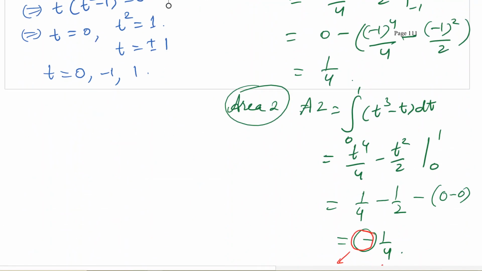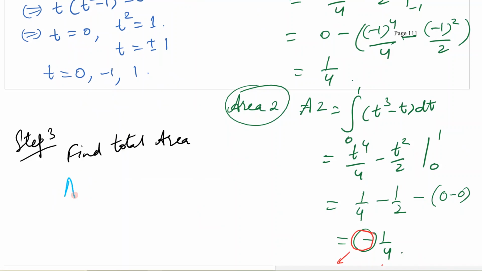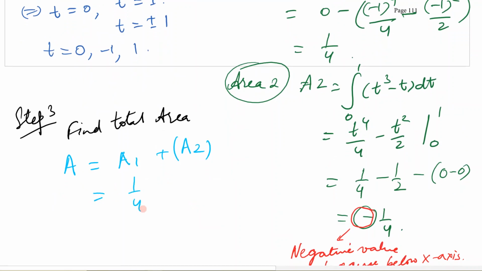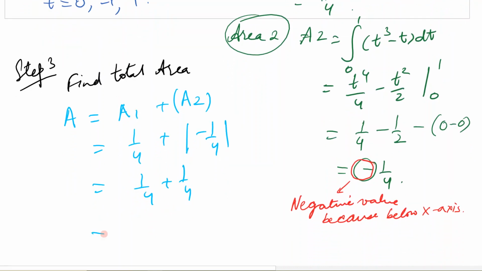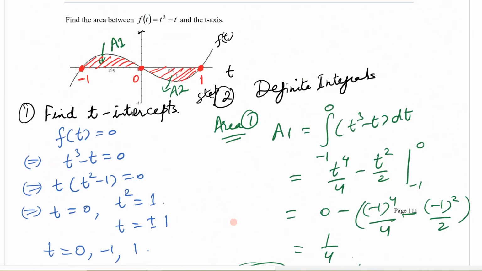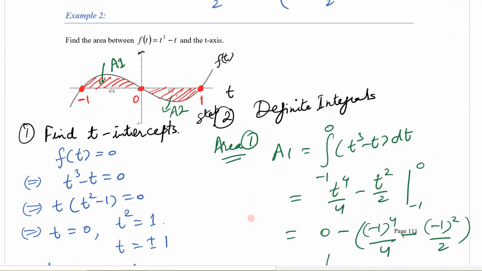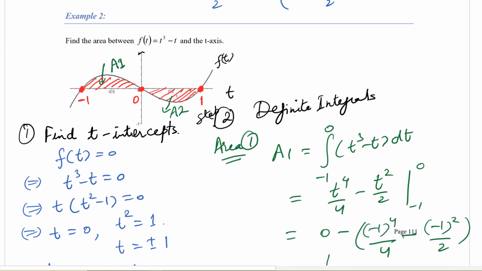So step 3 is find total area. Total area is equal to A1 plus the absolute value of A2. So we get 1 over 4 plus the absolute value of -1 over 4. So 1 over 4 plus 1 over 4, which is half square units. So that's how we calculate the areas. If you have some areas above the axis and some below the axis, we're just going to take the absolute values and add them together.